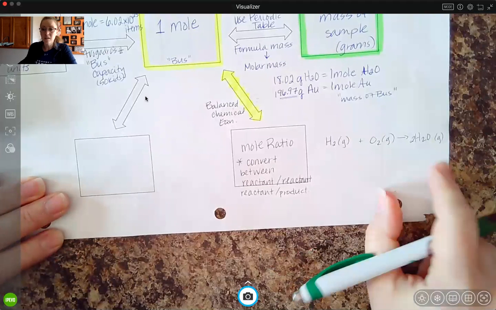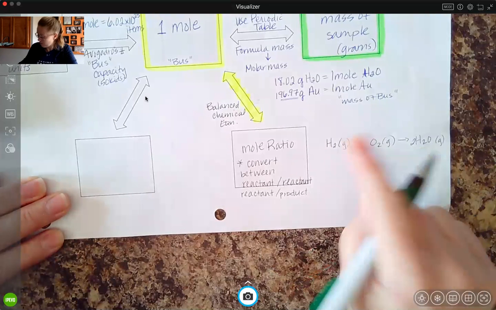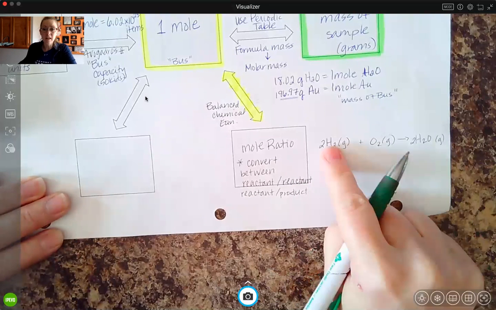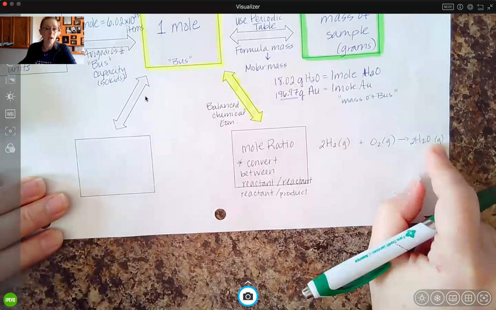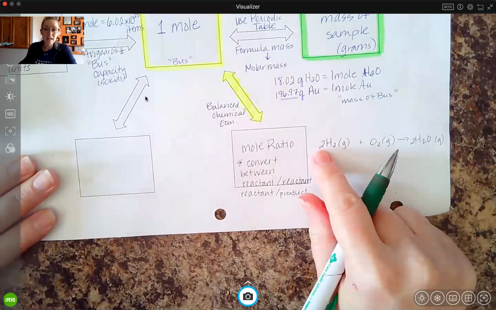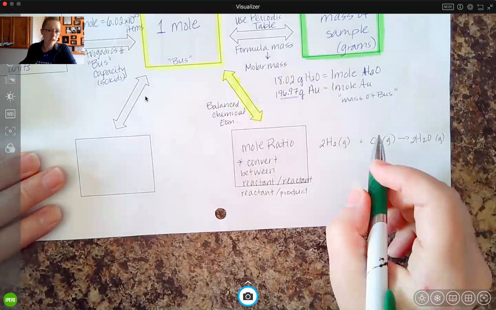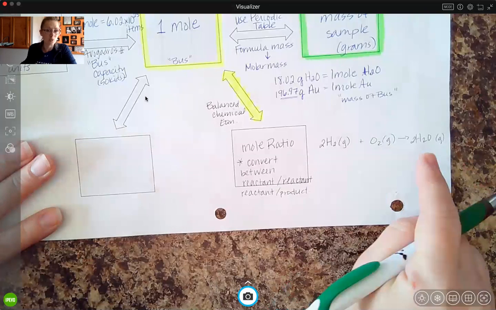Now this gives me 4 hydrogens. So I have to put a 2 over here. 2 hydrogens. So I have 4 hydrogens on the left, 4 hydrogens on the right, 2 oxygens on the left, 2 oxygens on the right. My mole ratio is the ratio of any of these substances compared to each other. So I can write several mole ratios or several relationships for this reaction.